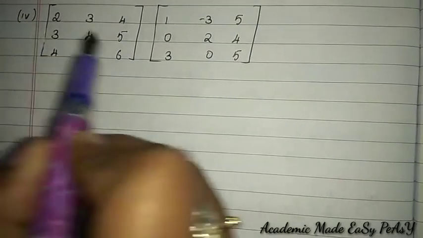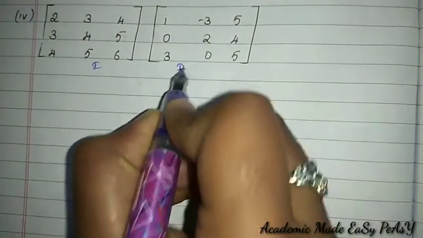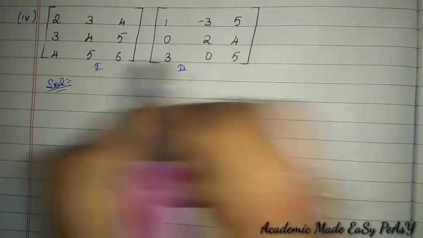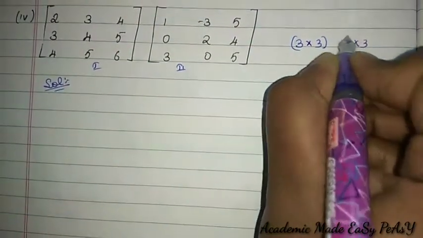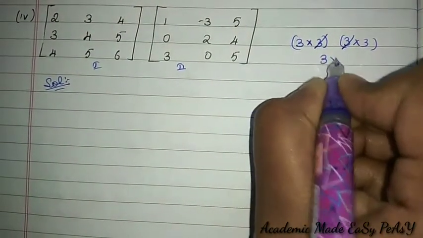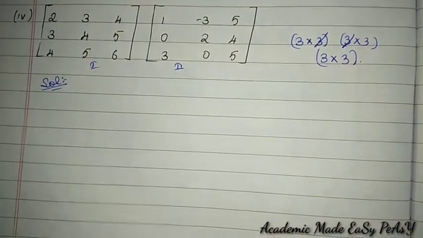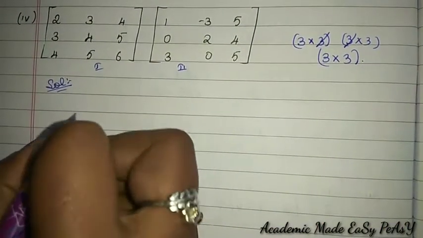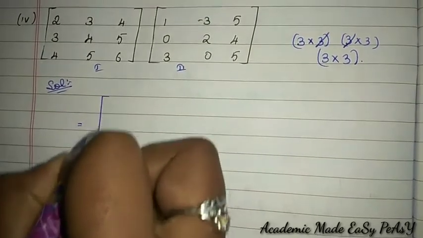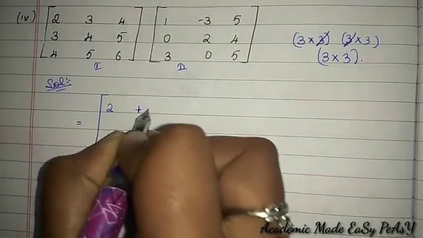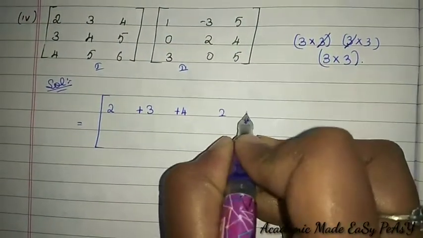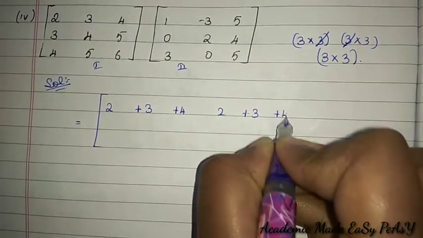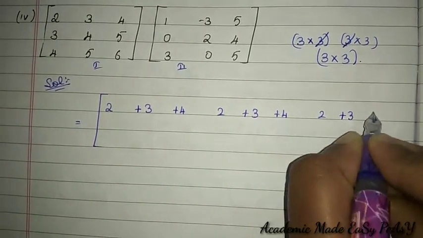Subdivision 4, I have two matrices with the order 3 by 3. So how will I find my order of matrix? 3 by 3 and 3 by 3. I will cancel out these two and I will have a 3 by 3 matrix in the answer. So now I will just check the rows of the first matrix. 2 plus 3 plus 4. I have 3 columns, so I have to write it thrice: 2 plus 3 plus 4, 2 plus 3 plus 4.